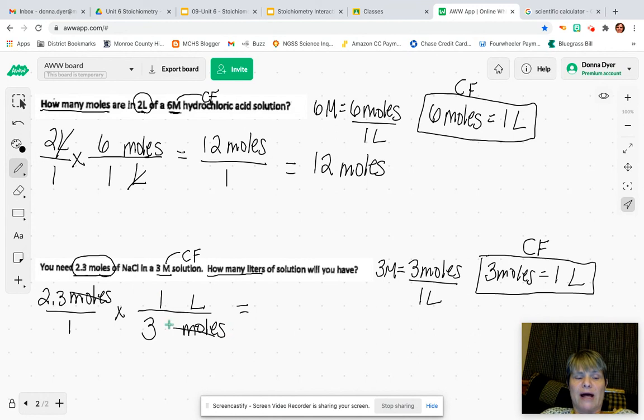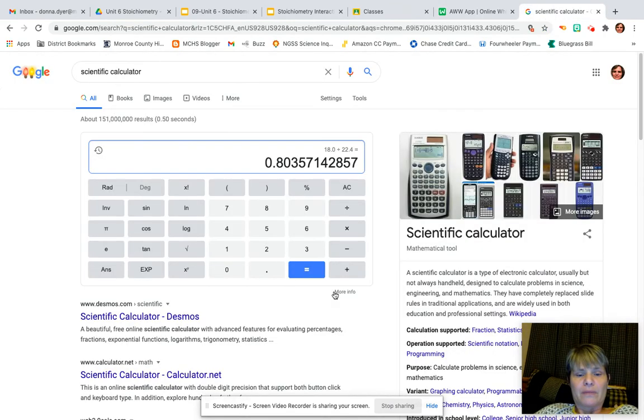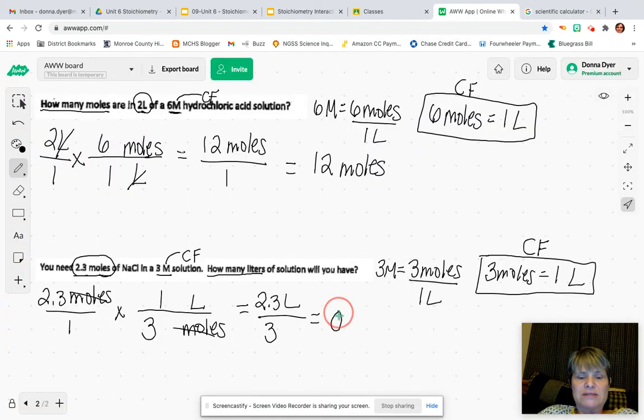Now we're going to multiply and divide. Multiply across the top. 2.3 times 1 liter is 2.3 liters. On the bottom, 1 times 3 is 3. Now we're going to divide. 2.3 divided by 3. And that gives us, again, we're going to do 2 places past the decimal, so 0.76. This next 6 behind the first 6, we'll round this second 6 up to a 7. So this will be 0.77. So 0.77 liters will be our final answer.